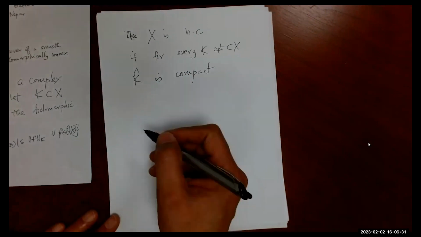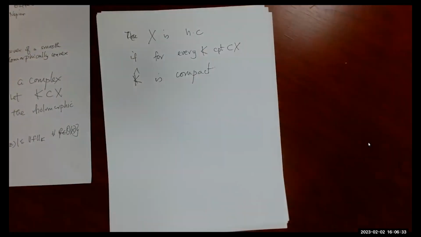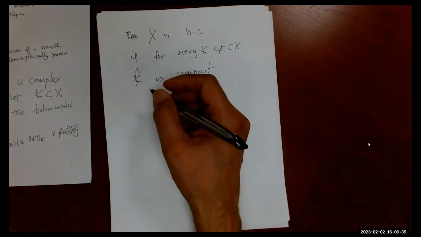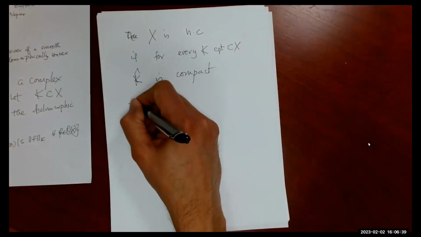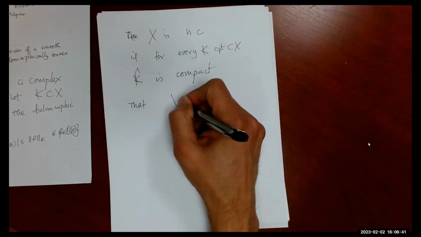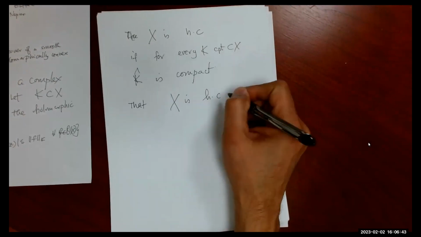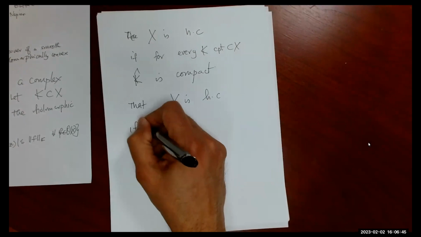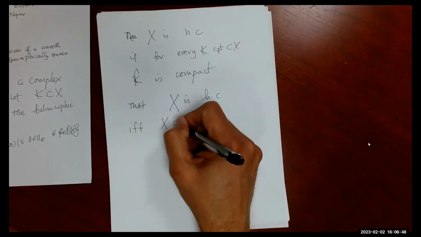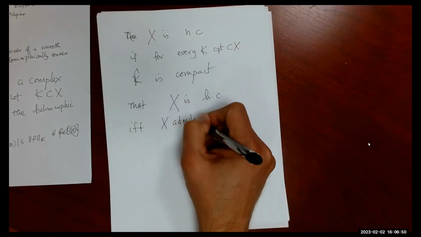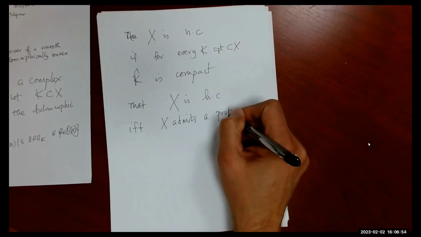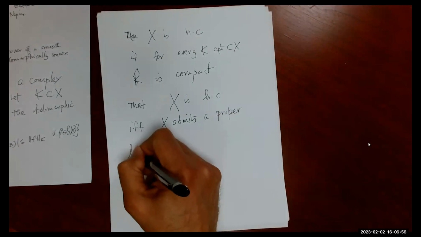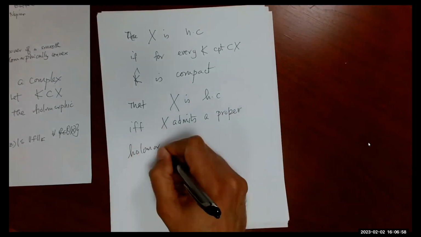An alternate statement is also the following. It turns out to be equivalent, but a non-trivial theorem, that X is holomorphically convex if and only if X admits, I'm assuming everything is non-compact and connected, a proper holomorphic mapping to a Stein space.